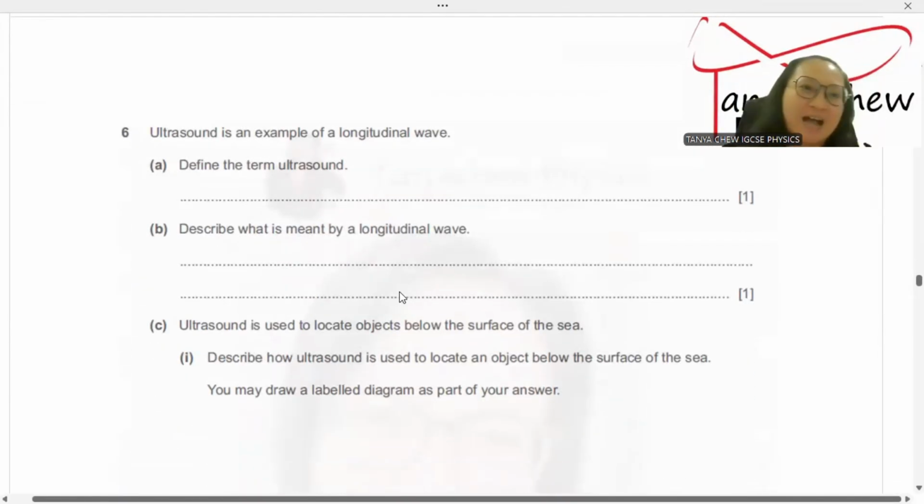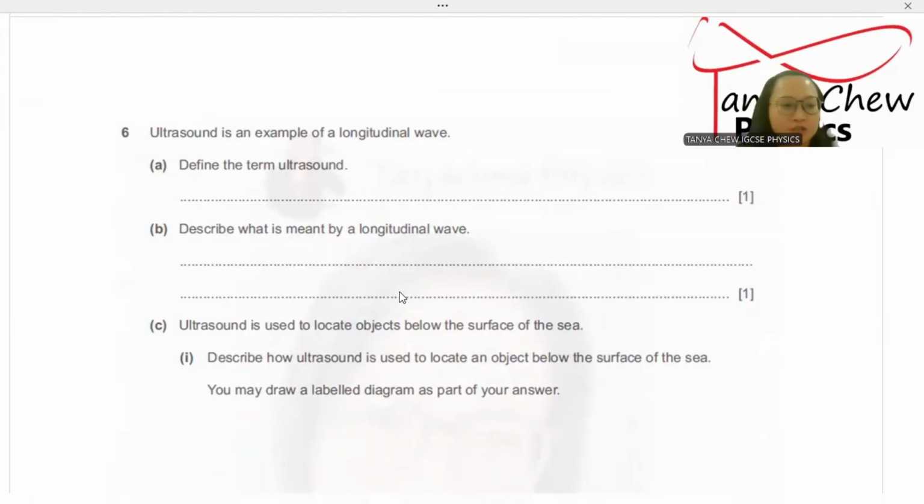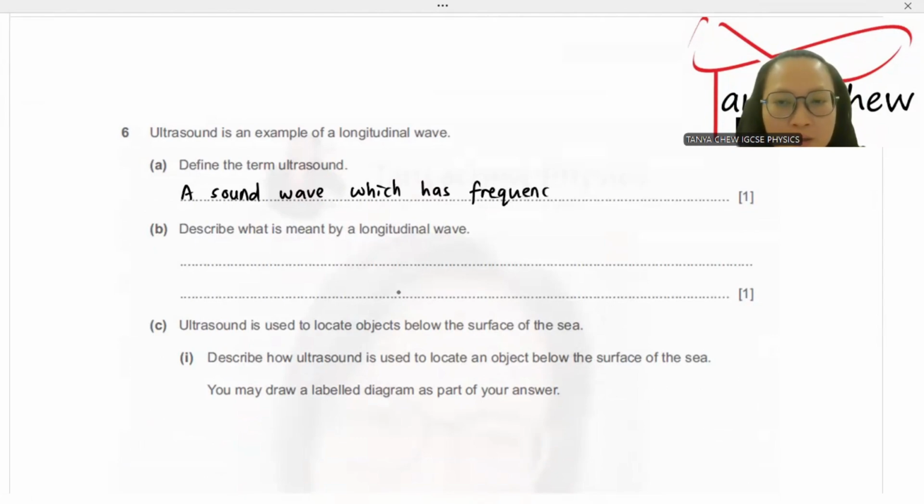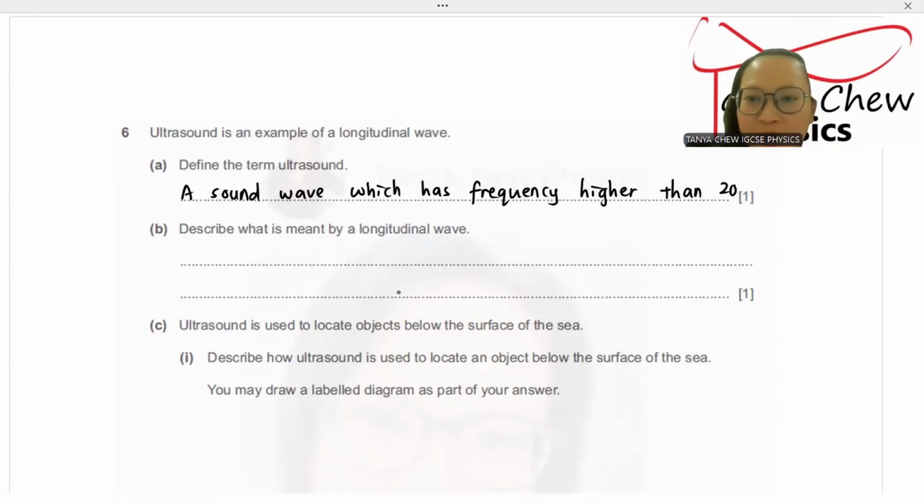Now, number 6, ultrasound is an example of a longitudinal wave. Define the term ultrasound. I would say that it is a sound wave which has frequency higher than the normal healthy human audible sound frequency, or you can say just higher than 20,000 hertz or 20 kilohertz.